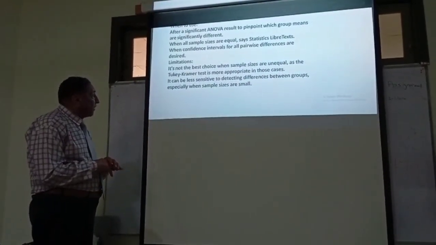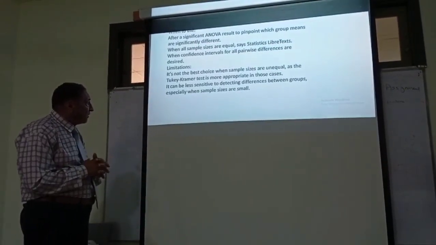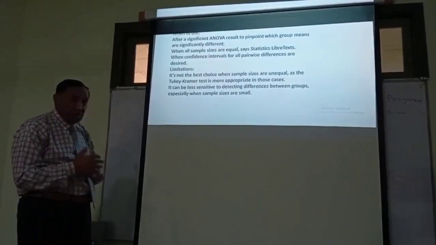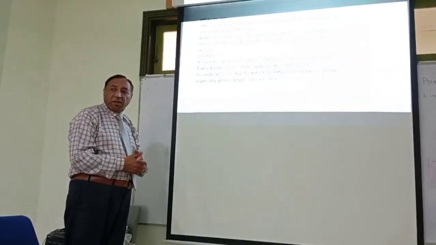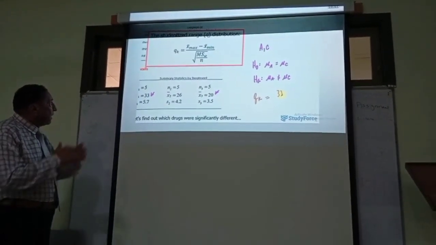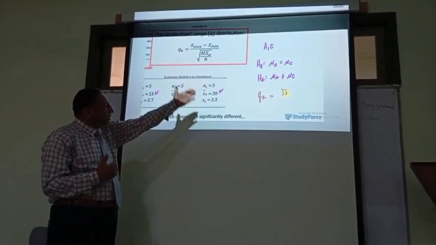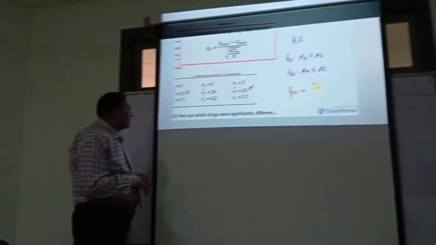Tukey's test is more accurate. This is another version of Tukey's test. It can be less sensitive to detect differences between groups, especially when sample sizes are small. So small sample size means the test may not detect the difference. Next. This is another example of how you will arrange the data and how you will arrange the null hypothesis and alternative hypothesis. Next please.